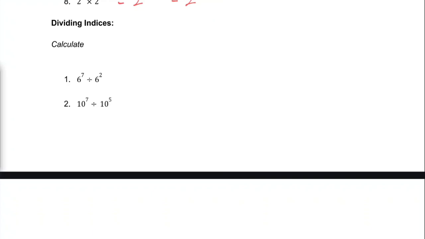Okay, now let's think about dividing indices. So remember, to divide indices, we're just going to subtract. So that's going to be 6 to the 7 minus 2, which is going to be 6 to the power of 5. This next one, 10 to the power of 7 divided by 10 to the power of 5, that's going to be 10 to the power of 7 minus 5, which is going to be 10 squared.